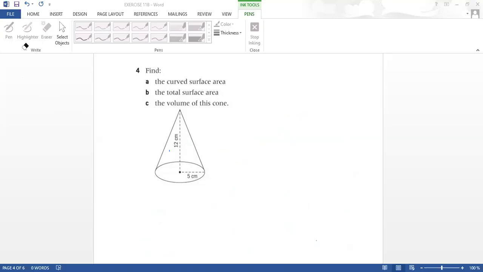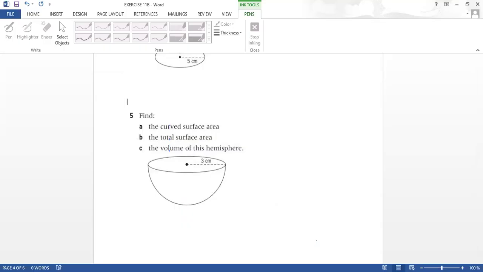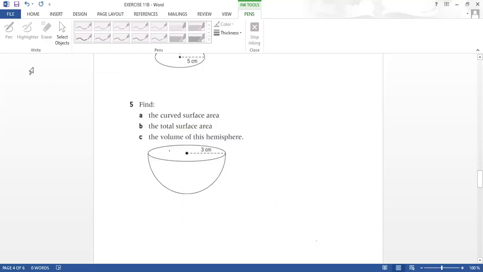So let's go down and attempt number 5. Number 5 asks you to find the curved surface area. This is a hemisphere, and curved surface area will be the area of this part only. When it is in totality, the whole sphere, the area is given by 4 pi r squared. But for a hemisphere, the area will be half of this, which is 2 pi r squared.